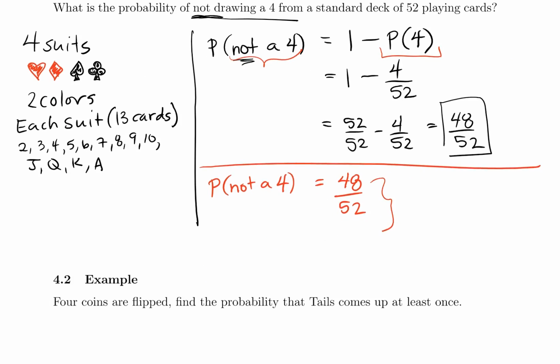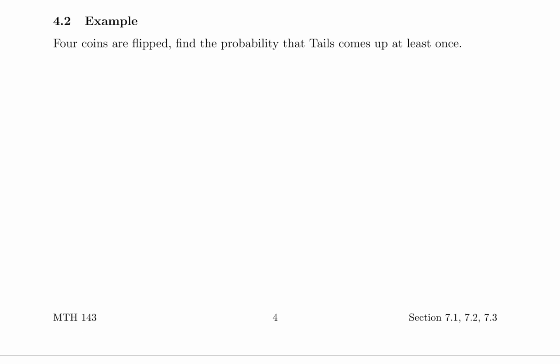Let's take a look at another example of complementary events. Let's consider this next example. 4 coins are flipped. Let's find the probability that tails comes up at least once. So let's see how we can phrase this. We want the probability that tails appears at least once.